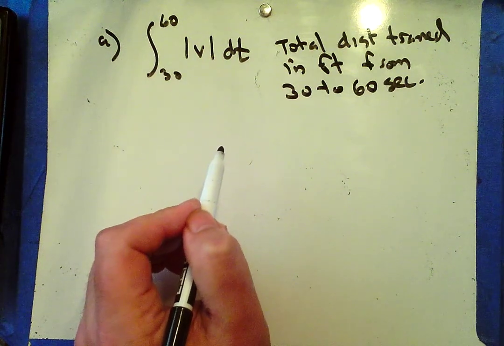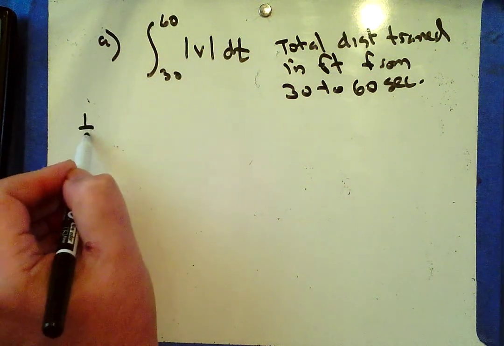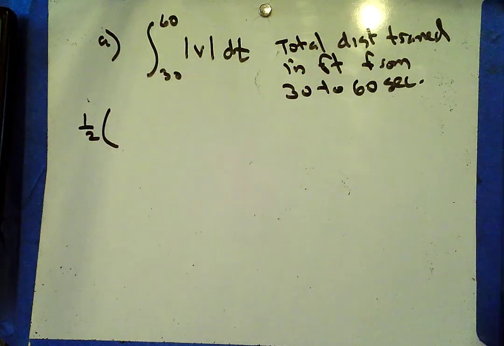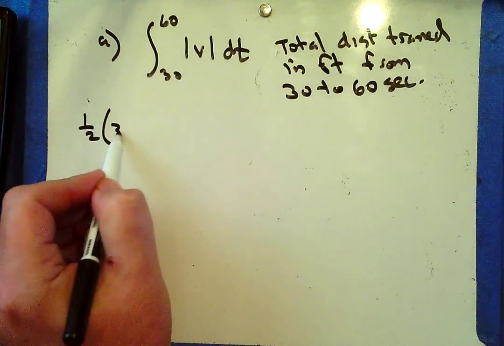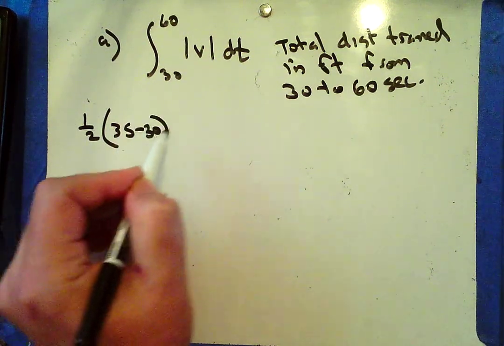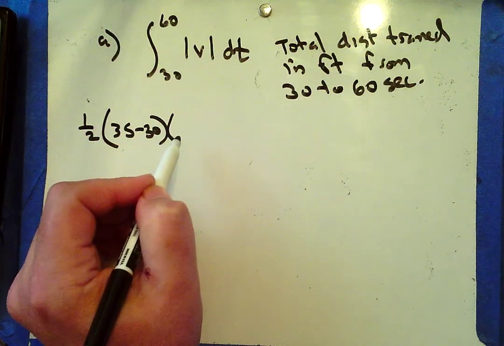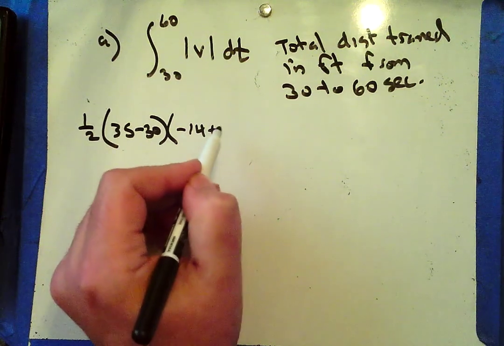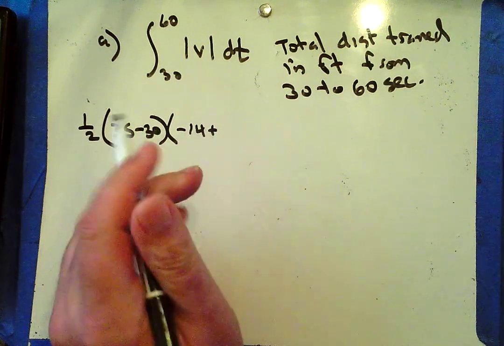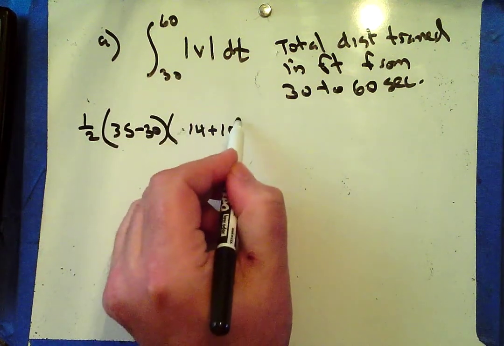Approximate the value of this using a trapezoid sum with 3 subintervals. Okay, so we want 1/2. I notice that the subinterval widths are not the same, so I can't use the shortcut. I'm going to do 35 minus 30 times, and we're looking for total distance traveled, so we want negative 14 plus. Oh, no, we don't. We want the absolute value. We want positive 14 plus 10.